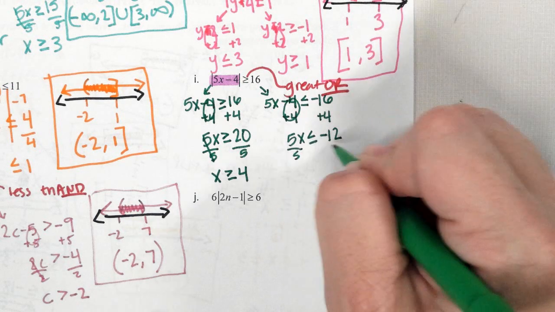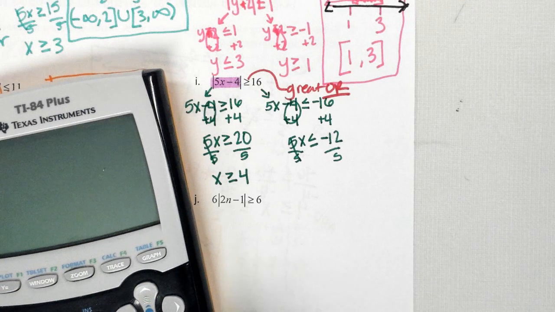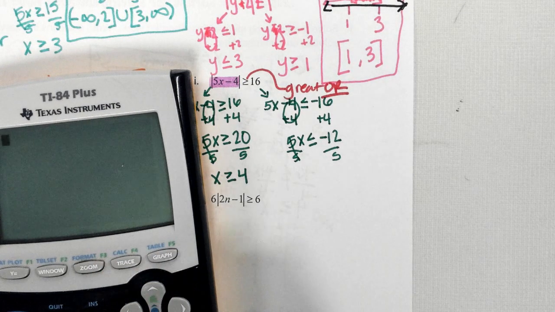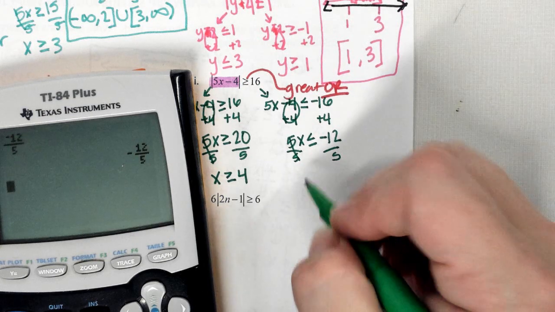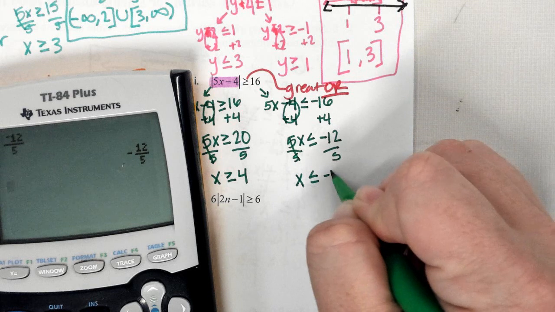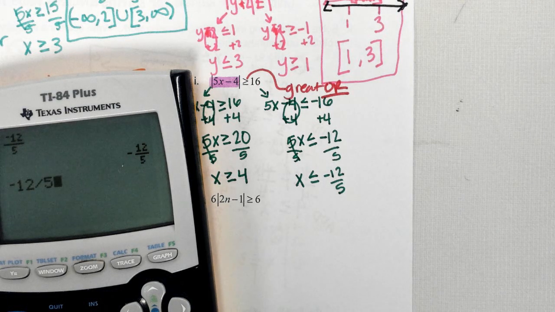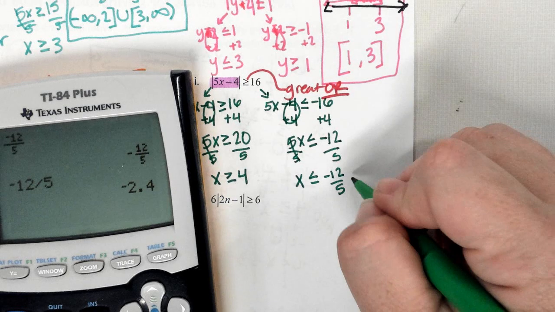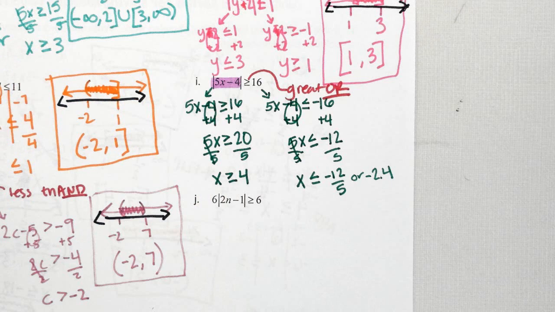Divide by 5. Well, if you don't know, you can always try to simplify it in here. Alpha y equals enter, negative 12 over 5. And look, it is as simple as it gets. So x is less than or equal to negative 12 over 5. You could also do negative 12 divide 5. I wouldn't mind if you wrote it as negative 2.4 because that's a simple decimal, right?